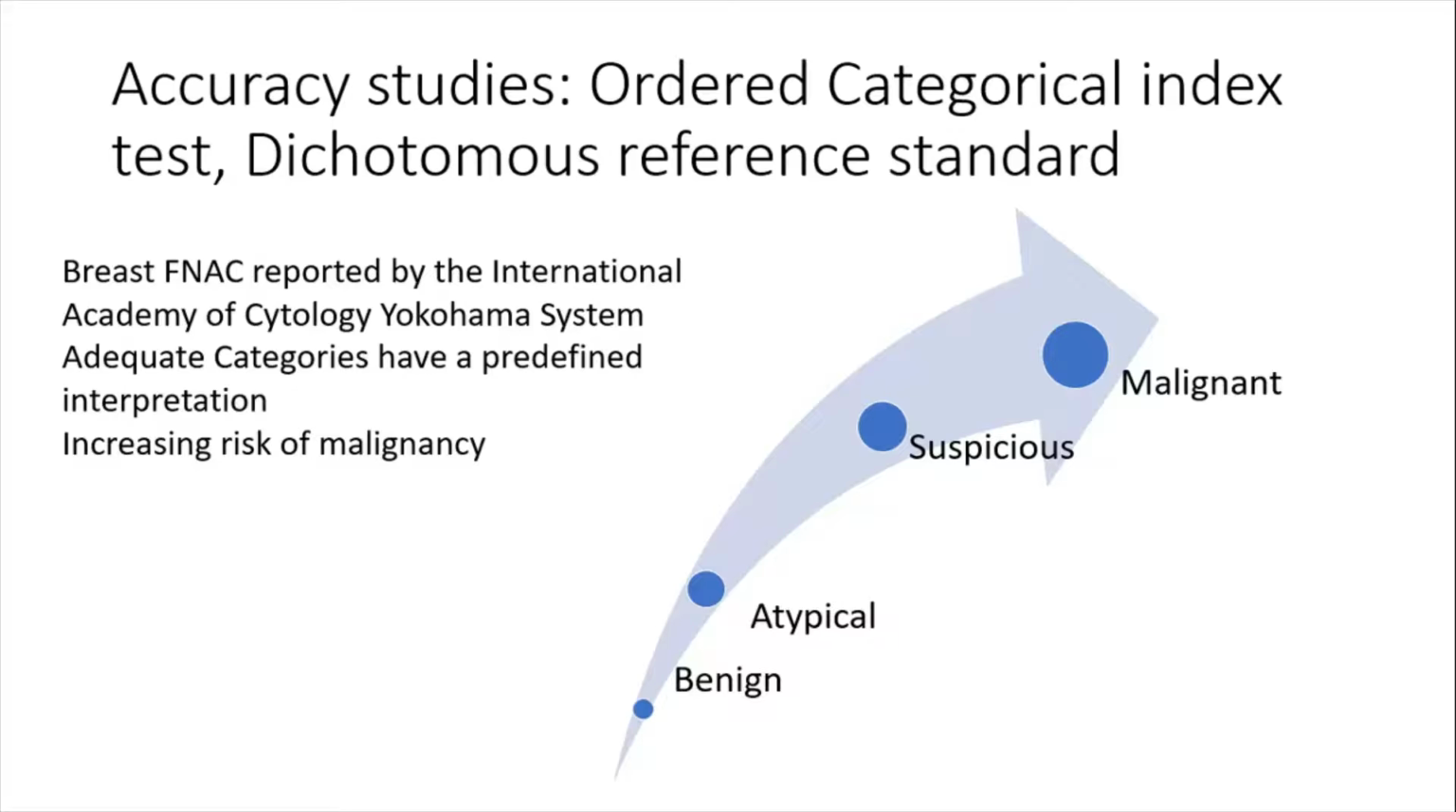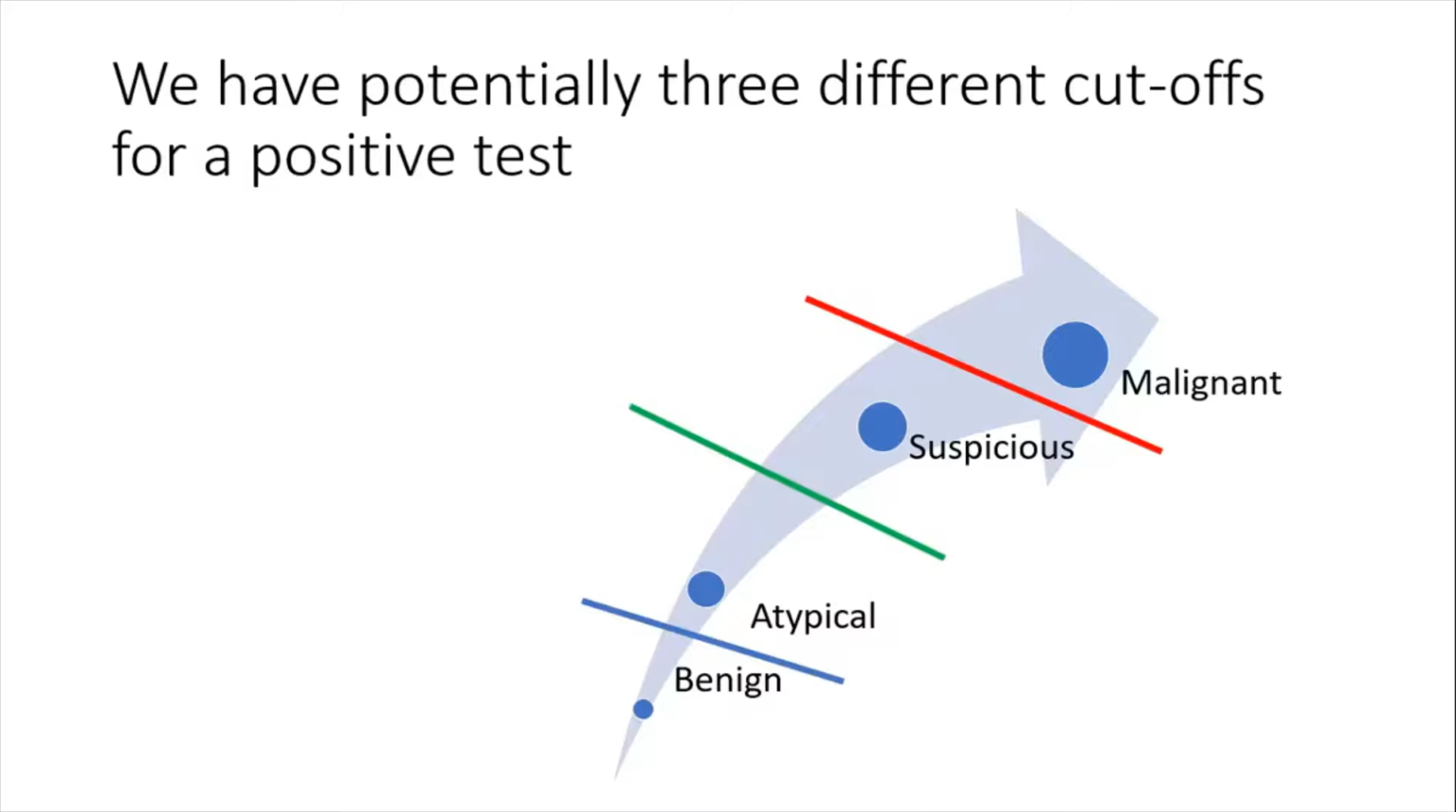The problem with ordered categorical index tests is there are many cutoffs we can use. For example, what should we call a positive index test? We can either use the cutoff shown by the blue line over here and call atypical, suspicious and malignant reports as a positive report. Or we can use a cutoff of the green line over here and call suspicious and malignant reports as a positive report. Or even more conservatively, we can use the red line over here and use just the malignant category as a positive report. What should we use?